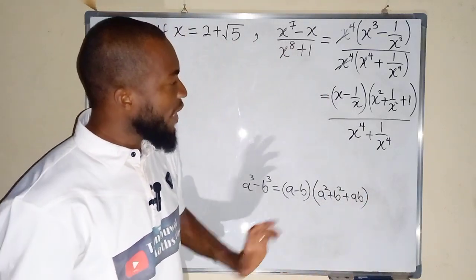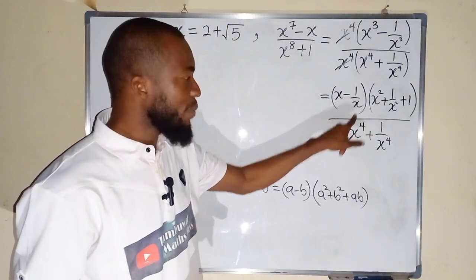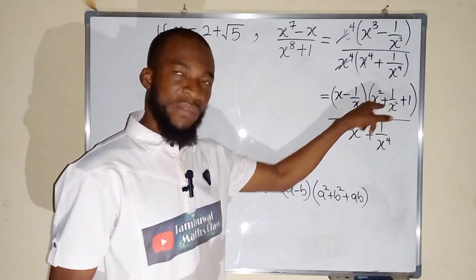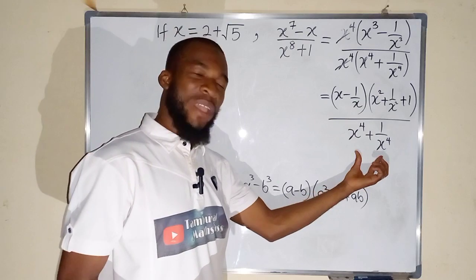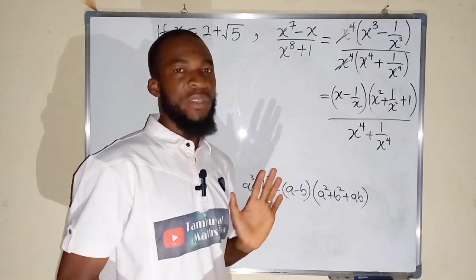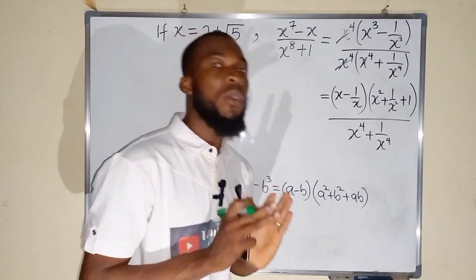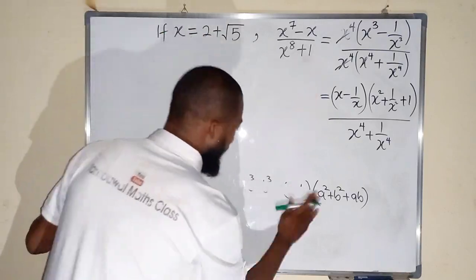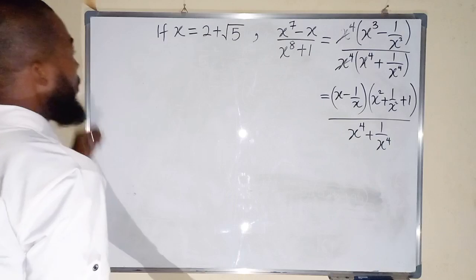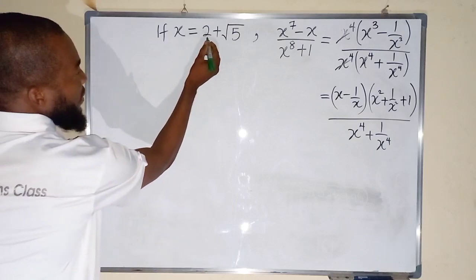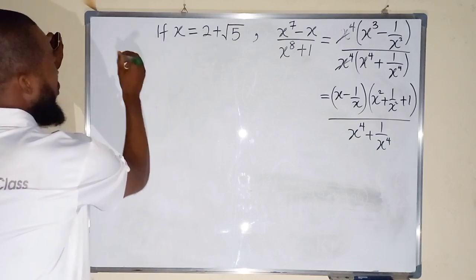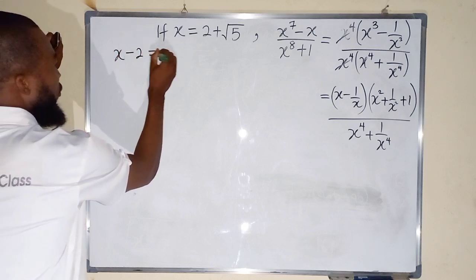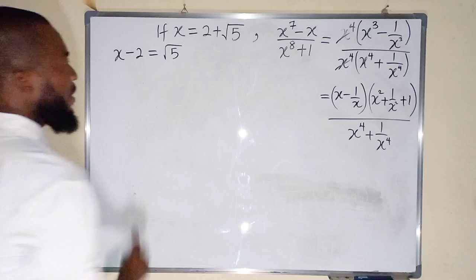So all we need to find is x minus 1 divided by x, x squared plus 1 divided by x squared, and also x to the power of 4 plus 1 divided by x to the power of 4, all from this equation. Then we substitute back. So let's go ahead. From here, let us take this 2 to the left hand side. It is going to become negative. So we have x minus 2 equal to the square root of 5.